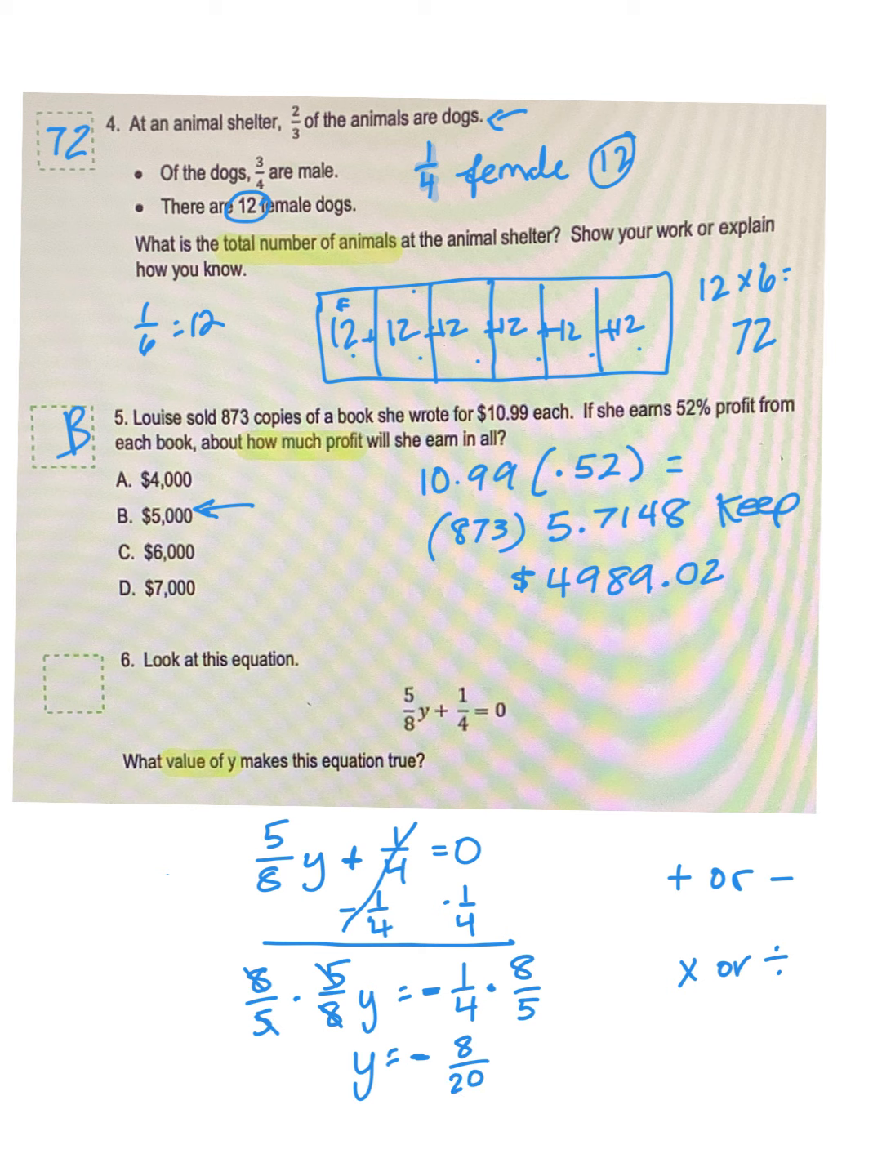And we can simplify that. These are both even. Actually, they're both divisible by 4. So let's see, the negative stays. 8 divided by 4 is 2. And 20 divided by 4 is 5. So your answer is negative 2/5. Or you could have changed it to a decimal, which would have been negative 4/10.